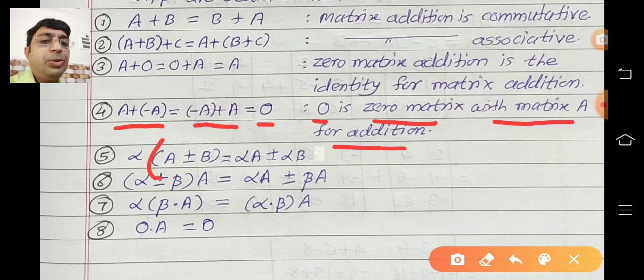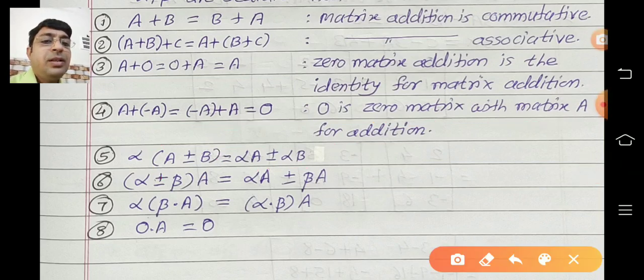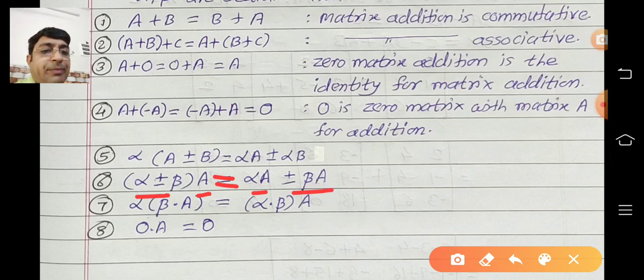Next, alpha into A plus or minus B. So we are multiplying by alpha, one scalar, to both the matrices A and B. So alpha into A plus or minus alpha into B. Next, two scalars alpha plus or minus beta multiplied to matrix A is equal to alpha into A plus or minus beta into A.